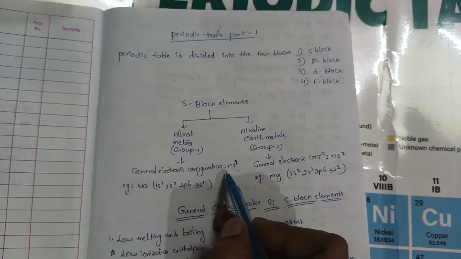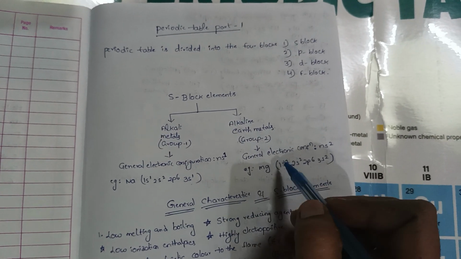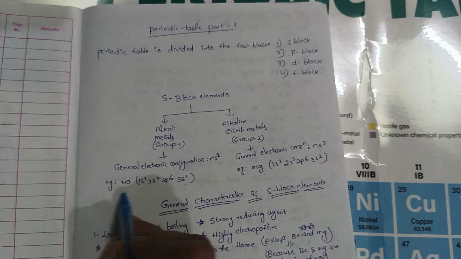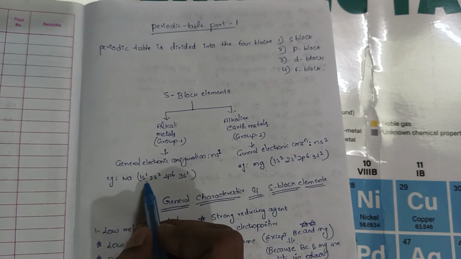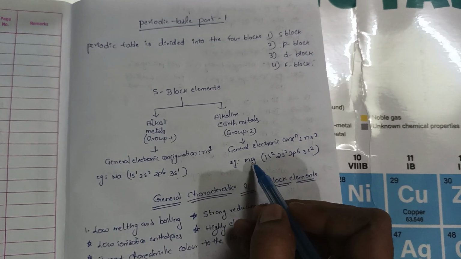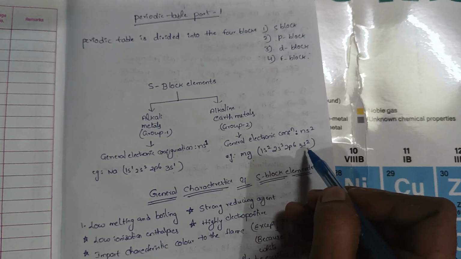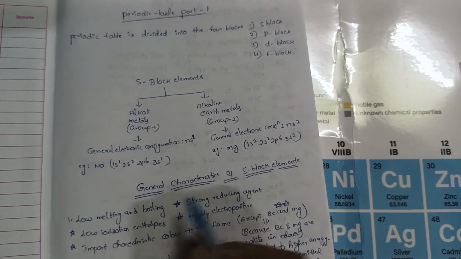The general electronic configuration of alkali metals is ns1. The general electronic configuration of alkaline earth metals is ns2. Sodium's electronic configuration is 1s1, 2s2, 2p6, 3s1. Magnesium, an alkaline earth metal, has the electronic configuration 1s2, 2s2, 2p6, 3s2.